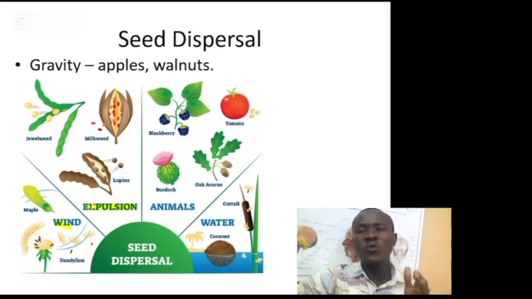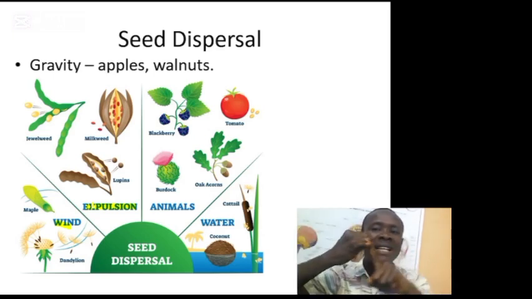Because they will ask you, what are the adaptations that make this seed to be dispersed by either wind, by expulsion, or by animals, or by water? So by wind, as we said, one, they are light-weighted.